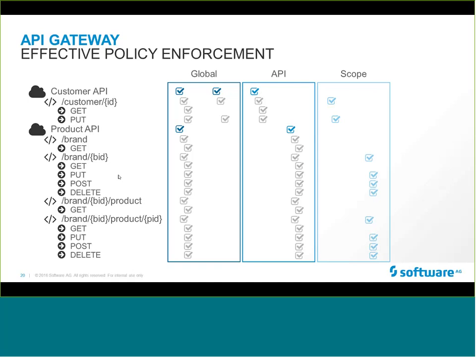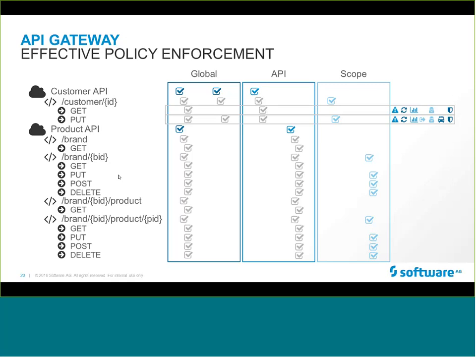Now, API Gateway will take these definitions and will compute what needs to happen when someone is making a call, a specific call to a specific API and the resource. So if someone is making a put call to the customer/ID resource of the customer API, this is the set of policies that will be enforced.